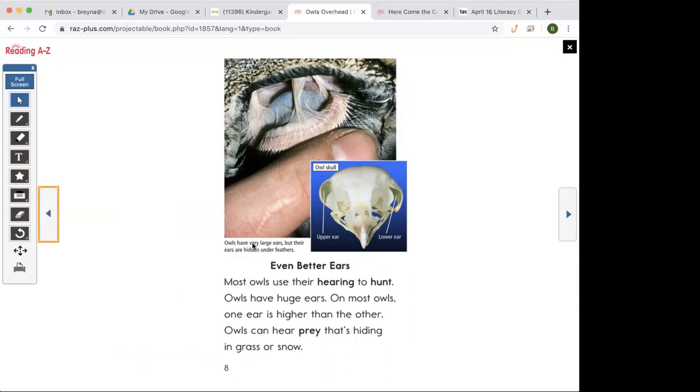So I'm going to go read the words under this picture. It says, owls have very large ears, but their ears are hidden under feathers. And this is a close-up of an owl's ears. The next picture shows an owl skull, and there's two labels. One label on the left says upper ear, and then the other label says lower ear. So that just shows you how their ears aren't exactly level. One is higher than the other.